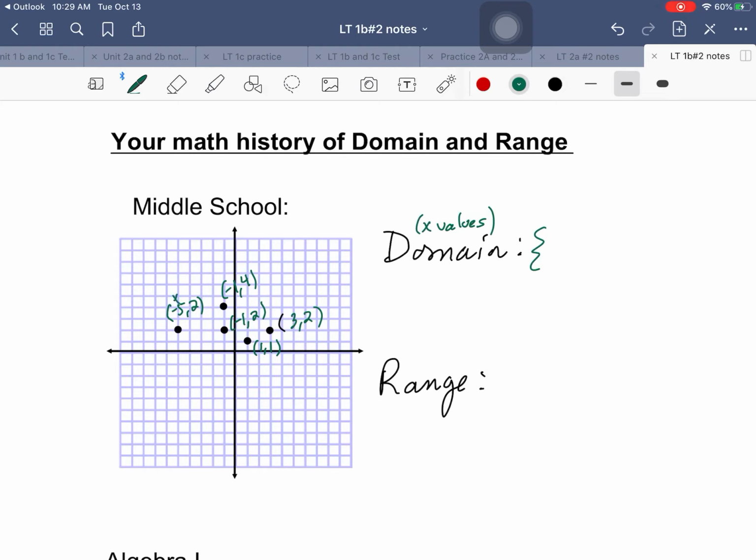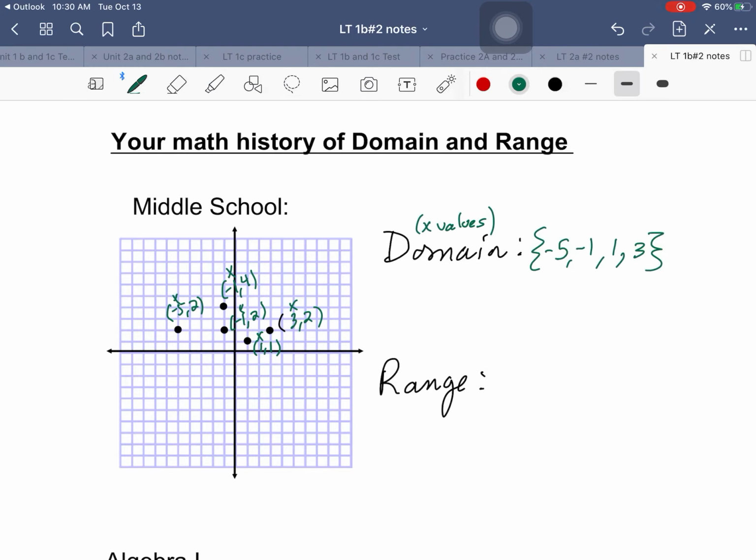So -5, -1. There's 2 of them, so we only label 1. Once you say it, you're already saying that there's a point there. Then 1 and 3. So that's all the x values. There's 4 x values represented on the graph.